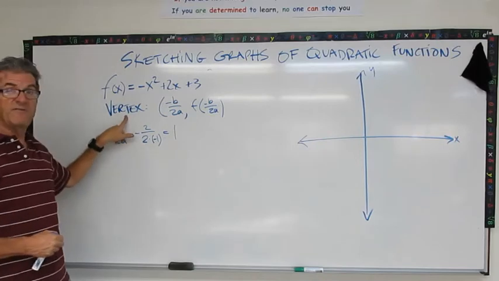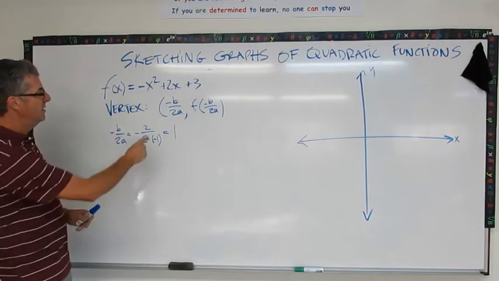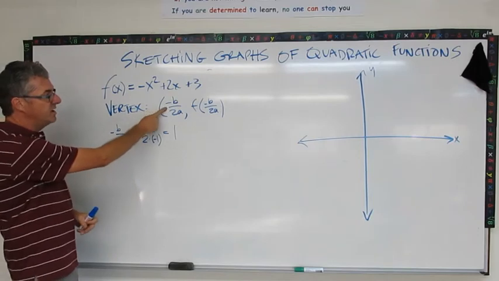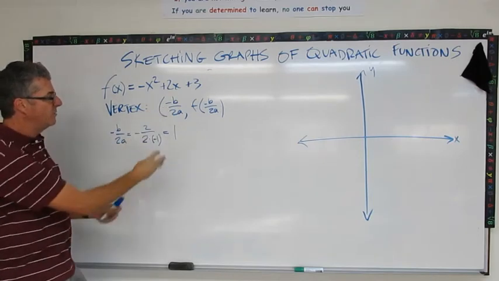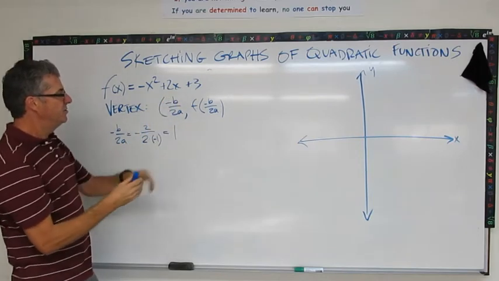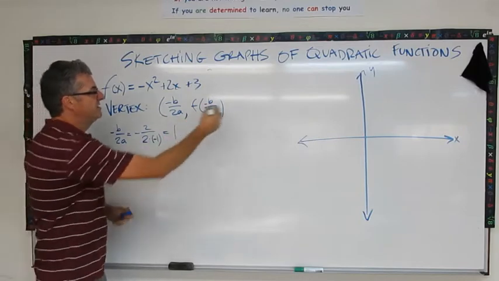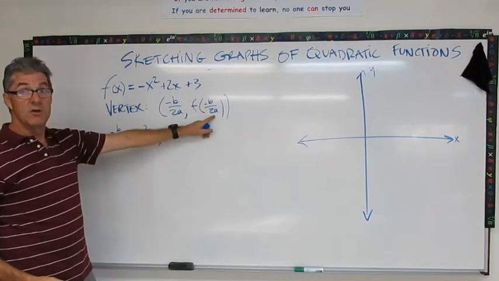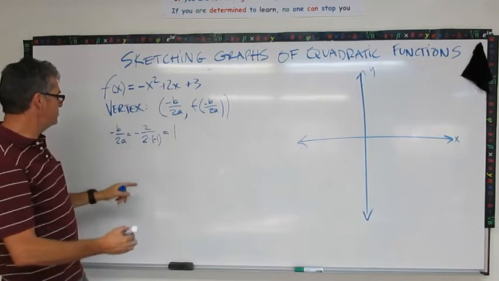But first, I want to find the vertex. Okay, so the vertex, remember, the x-coordinate is minus b over 2a, and then whatever that value is, you plug it into the function to get f of minus b over 2a. Okay, so let's do that.